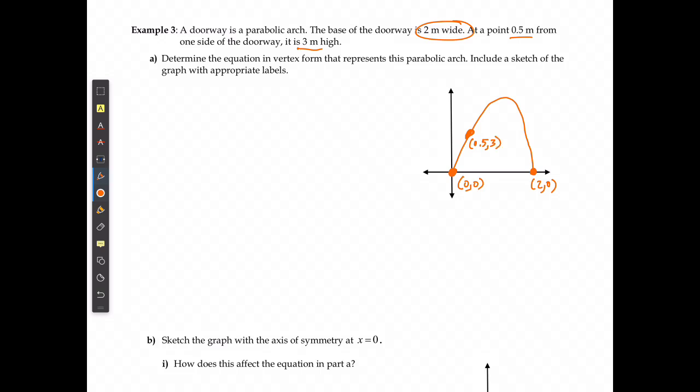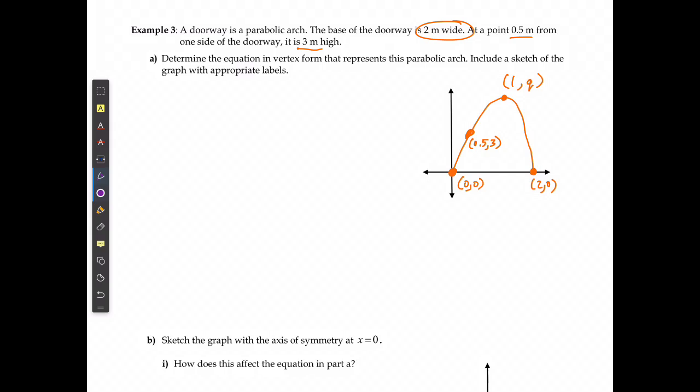I also know that the p-value is going to be halfway between 0 and 2, or halfway between the x-intercepts. I'm going to have a p-value of 1. There's nothing in here about the maximum height, so I don't know what that q value is. And I also don't know what my a value is. So I'm going to have to use the system of equations method again.